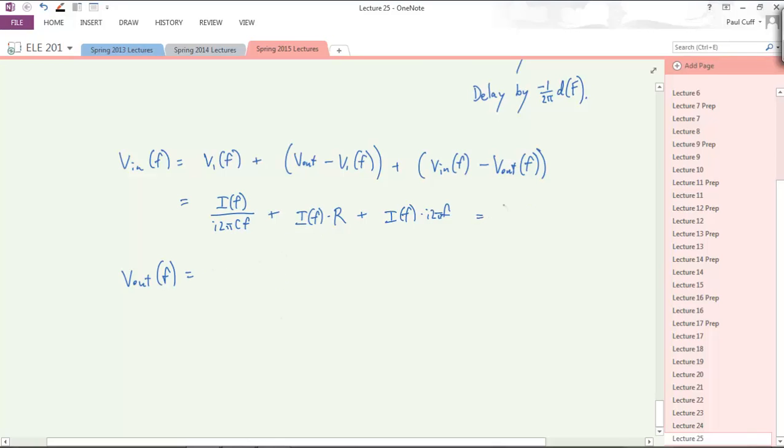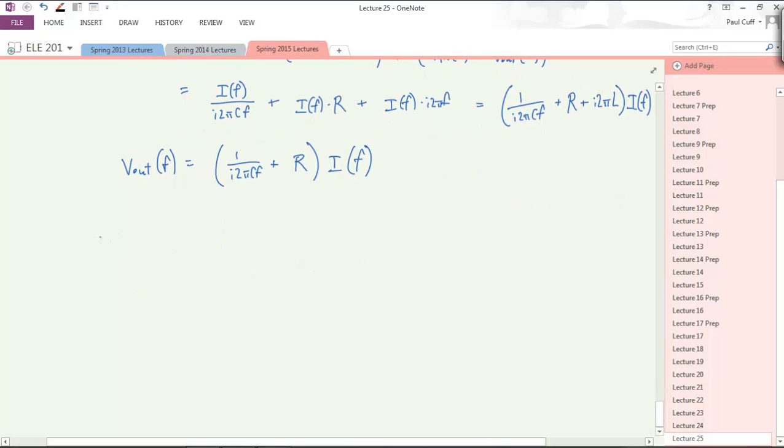By the way, that could be simplified. I could factor out the I(f). And what I have here is the sum of these impedances times I(f). Okay, so that's what the voltage in equals. Now the voltage out is similar, but it just has the first two: (1/(i2πCf) + R) I(f). Okay? And what we want to know is the frequency response of the system.